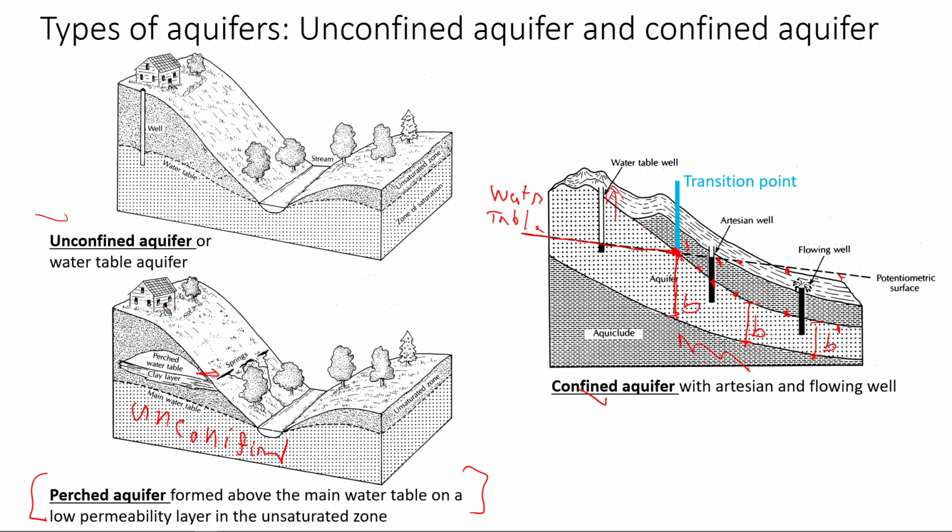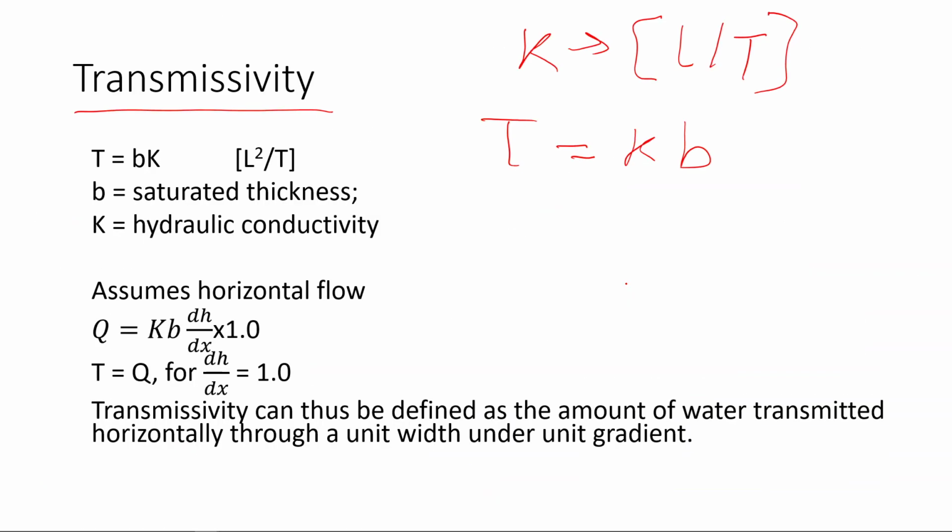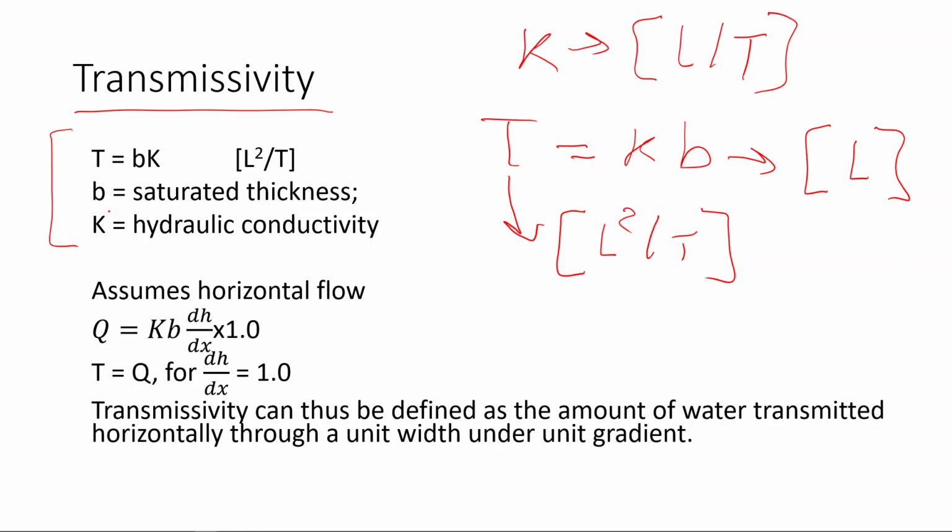That would be the aquifer thickness here, and here. So the aquifer thickness has a unit of length, and transmissivity will have a unit of L squared over T. And the transmissivity basically describes the transmission capacity of your porous media, the capacity to hold and transmit water. So transmissivity is generally used for unconfined aquifers.